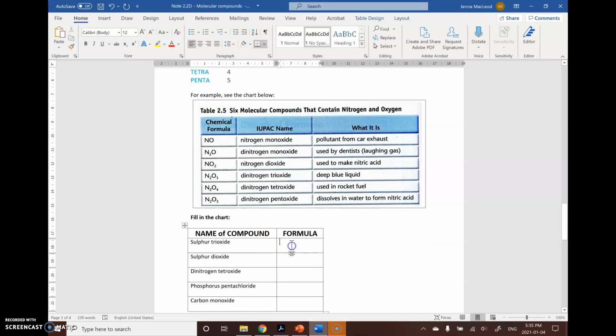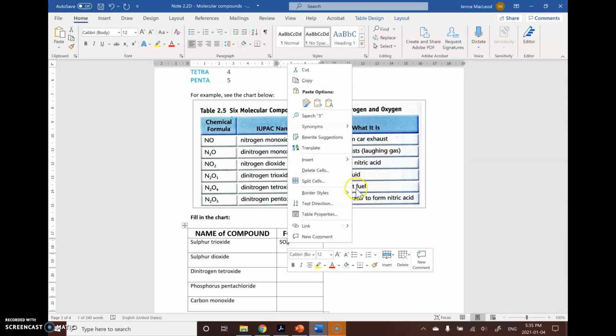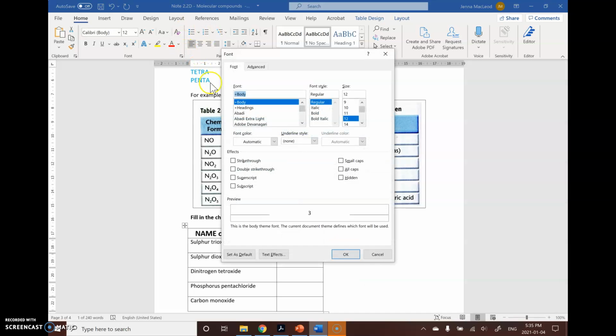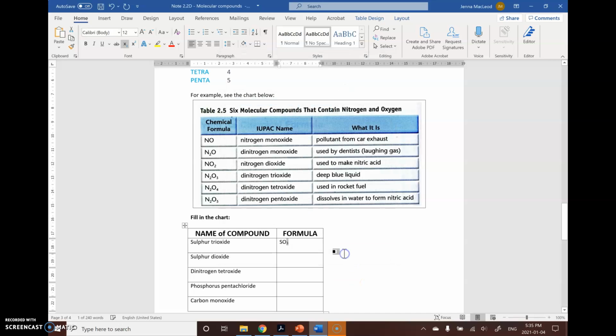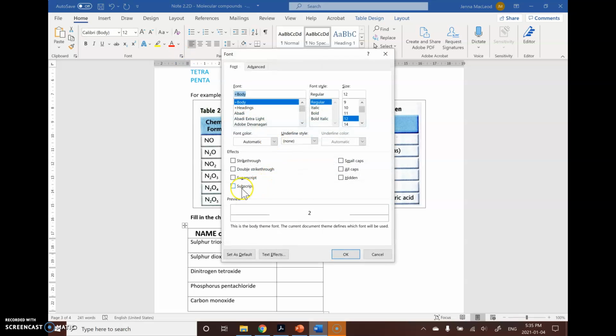So let's take a look here. We have sulfur trioxide, so we know it's going to be sulfur and oxygen, and then the tri means there's 3. I'm not going to take anything off if you don't make this 3 small, but just remember it's down in the right corner. When you're writing it on paper, just make sure that you are making it a subscript. Sulfur dioxide, so it'll be S and O, but now the number is 2 because we have di there. So 2. I'm going to change it to a subscript.